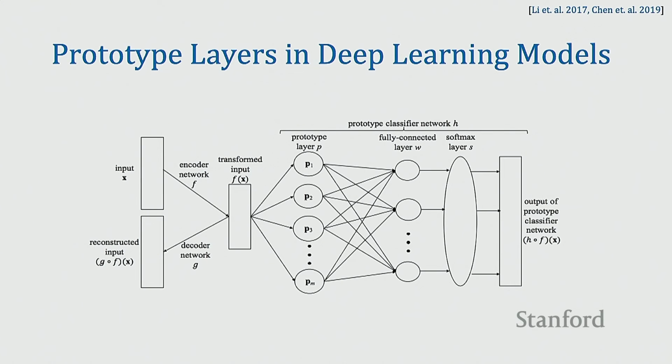So this specific architecture that you're seeing, the first part is basically an autoencoder. Then you take the output of the encoder and pass it to the prototype layer and the fully connected layer, and then you get the output. And we'll go into the details of what each layer is doing.